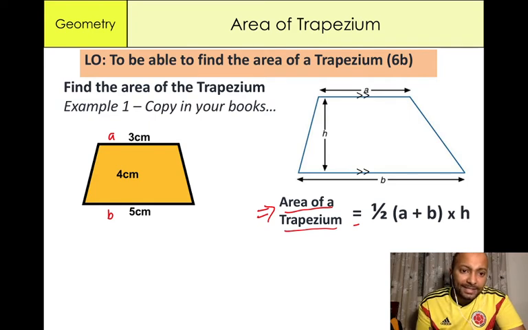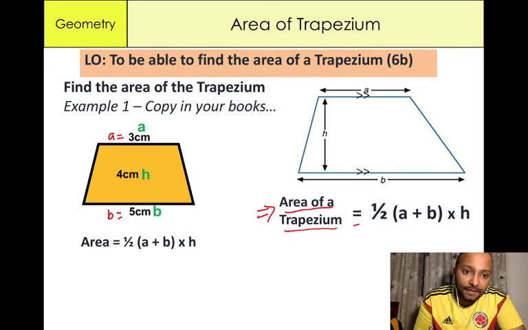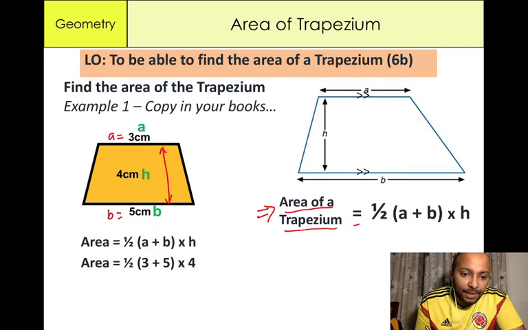All we need to do is substitute the values into this equation. A is 3, B is 5. When you do this in your exam, you need to write out the equation to get your full marks. So area equals a half, open bracket A plus B close bracket, times the height. I've labeled the top side 3 centimeters and the bottom side 5 centimeters, and don't forget the height is 4 centimeters. I plug it into this equation: A is 3, B is 5, the height is 4. So 3 plus 5 is 8.